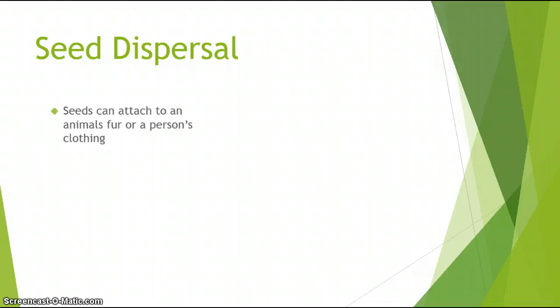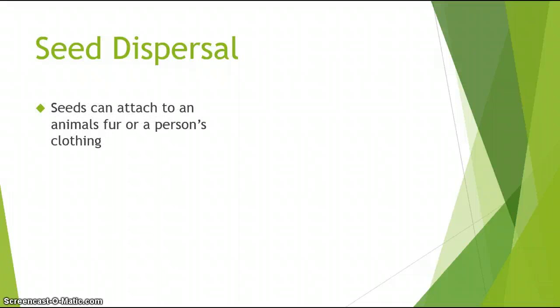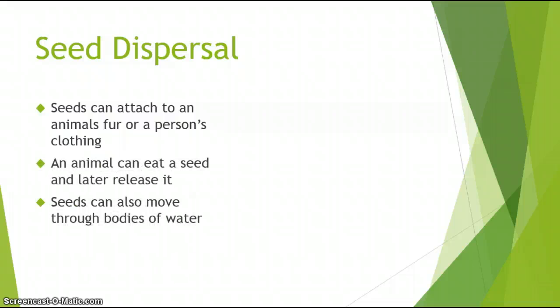Seed dispersal. Seeds can attach to an animal's fur or a person's clothing. An animal can also eat a seed and later release it. Seeds can also move through bodies of water and also travel by wind.